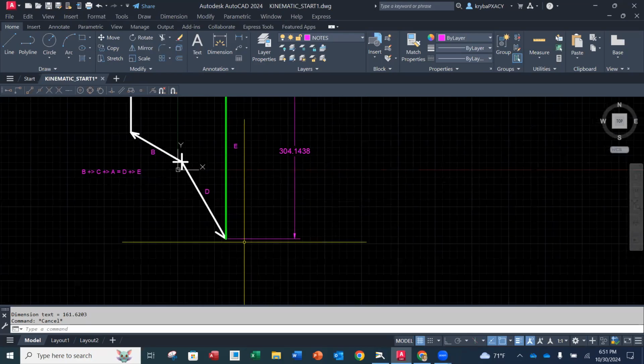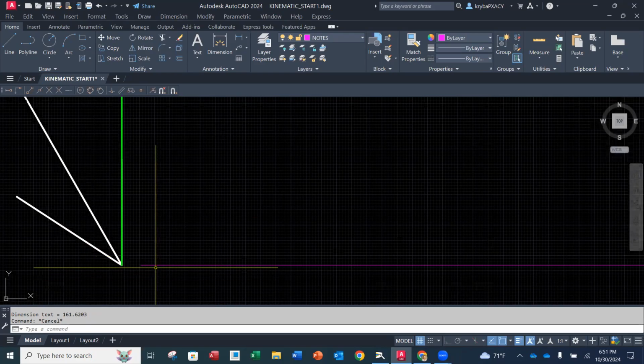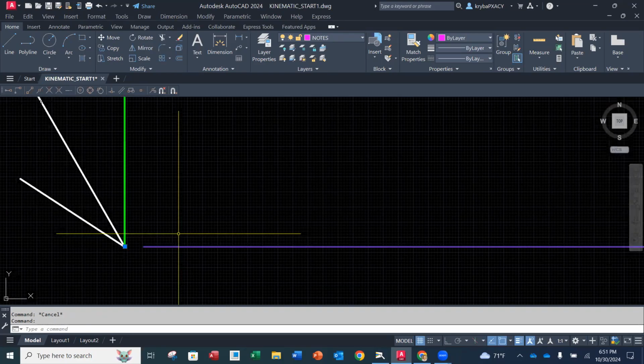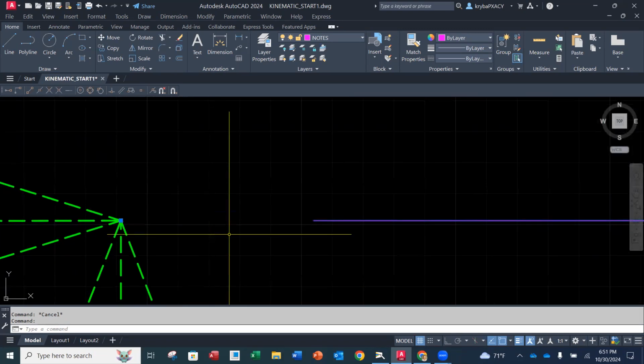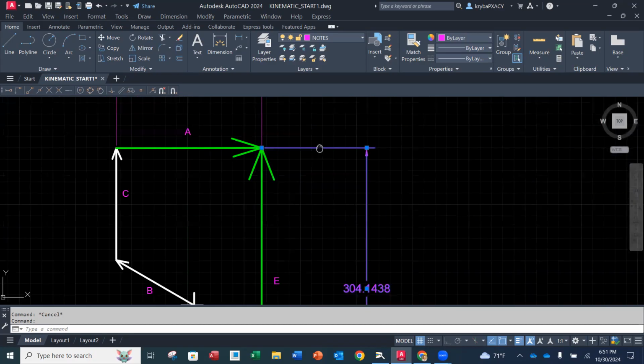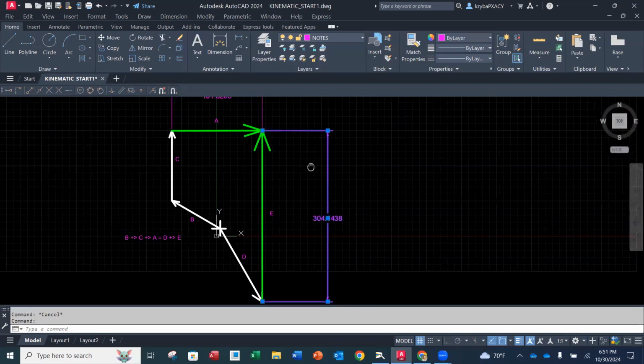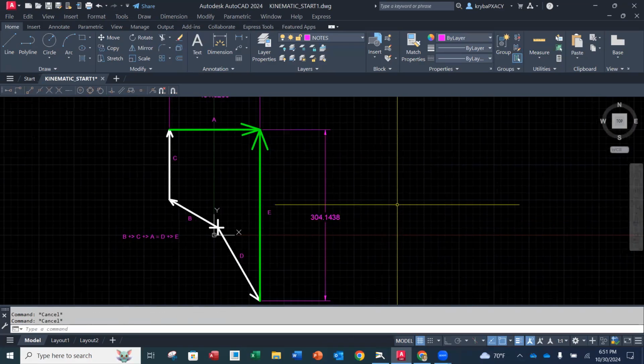304.9. I must have something not quite right. I don't know why. That looks good. Let me see if mine up here got off. Oh, that looks good. So I'm not sure why, but there must be something just really teeny tiny off. But anyway, there we go.